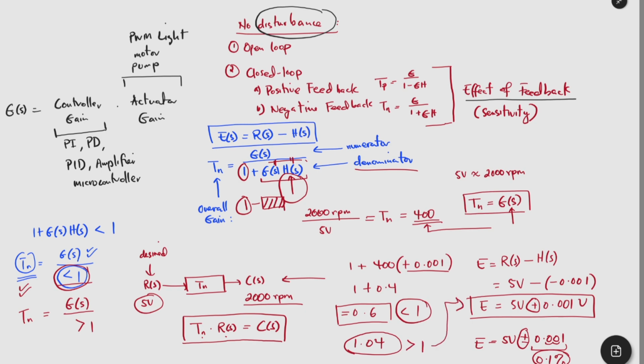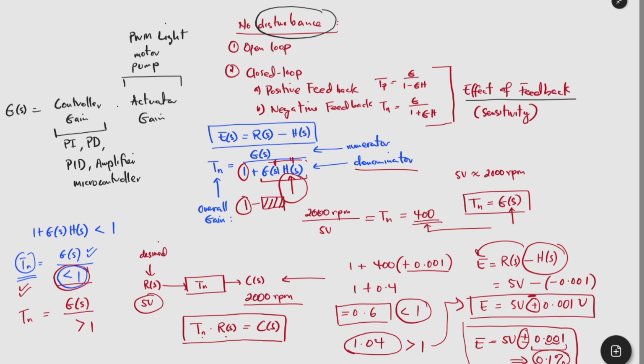And if you look closely at the error, we can see that it will mostly have 0.1% error, and this will become negative. So in that case, R of s minus H of s, we will have 5 volts minus 0.001. And by then we can appreciate that if the gain of the denominator, 1 plus G of s H of s, is greater or less than 1, it corresponds to the overall calculation of the error, which can be plus or minus.